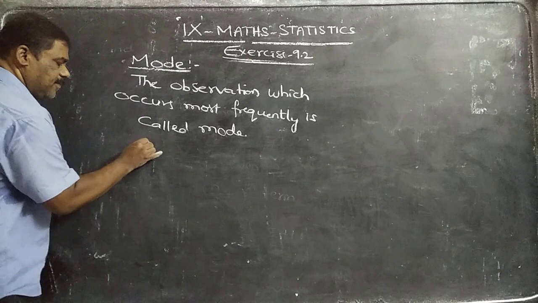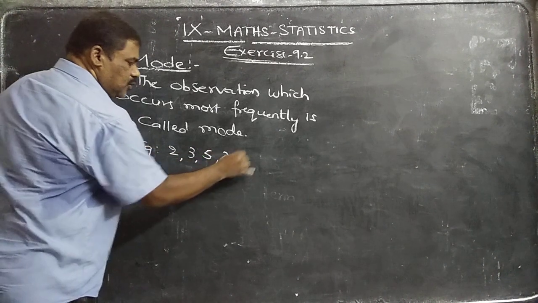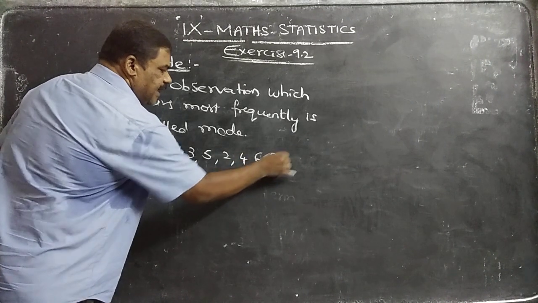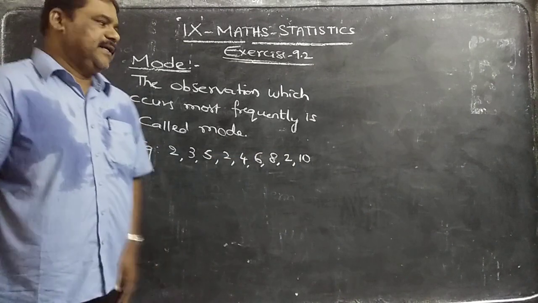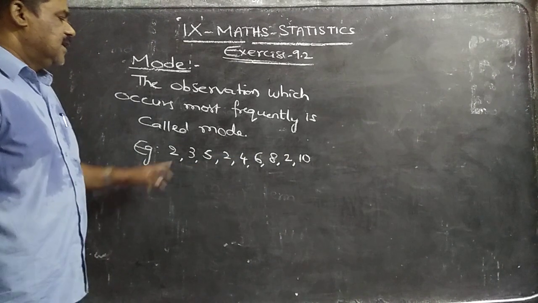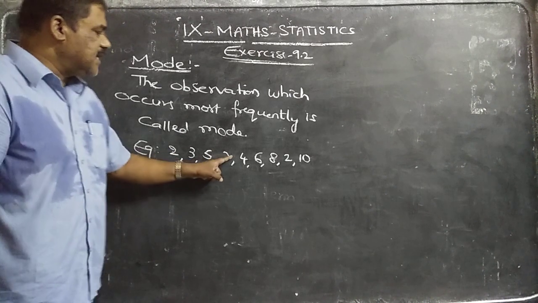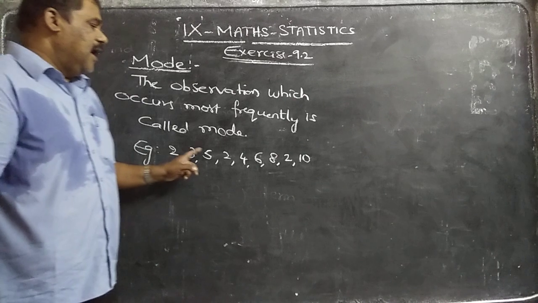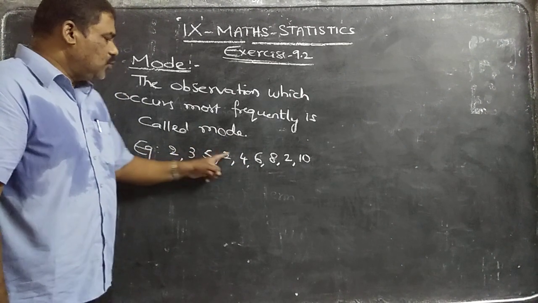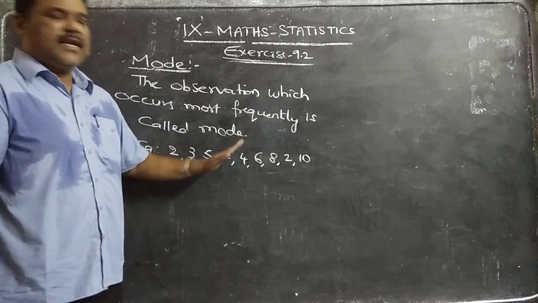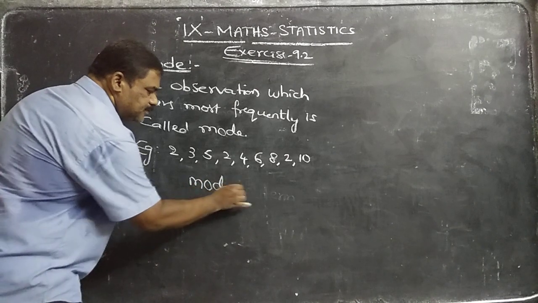For example, 2, 3, 5, 2, 4, 6, 8, 2, 10. This is an ungrouped data. These are the observations. Here, the observation which is occurring most frequently is called mode. Here you see 2 is occurring 3 times. Now, is there any other number which is also occurring 3 times? No. Only 2 is occurring 3 times. Therefore, mode is equal to 2.